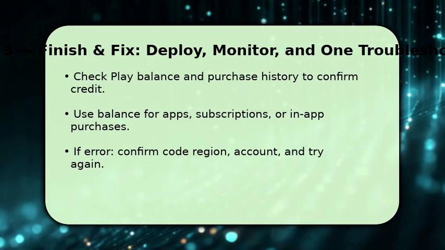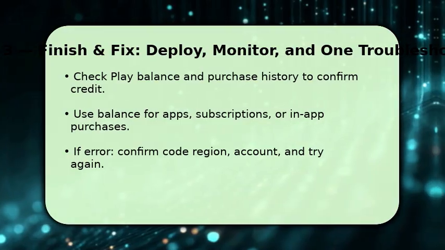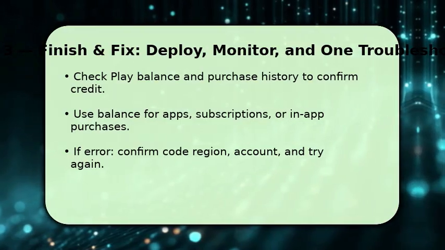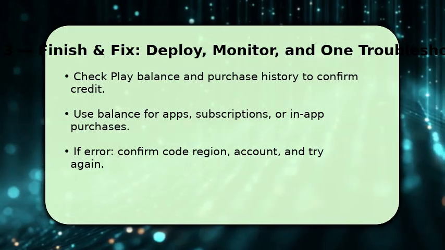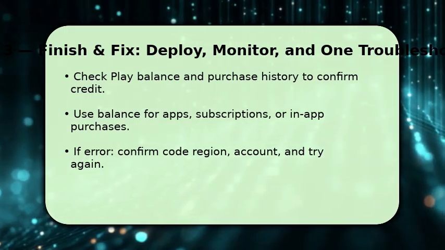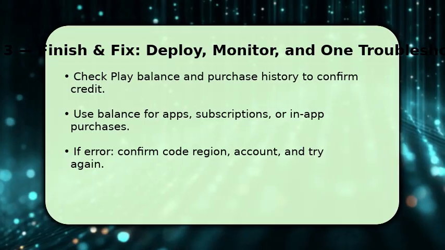After redeeming, check your Play balance at the top of the Play Store and review recent transactions to confirm the amount. You can now buy apps, subscriptions, or in-app items. Make sure default payment picks your Play balance when checking out.